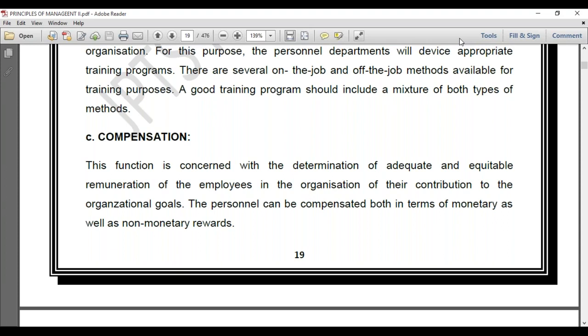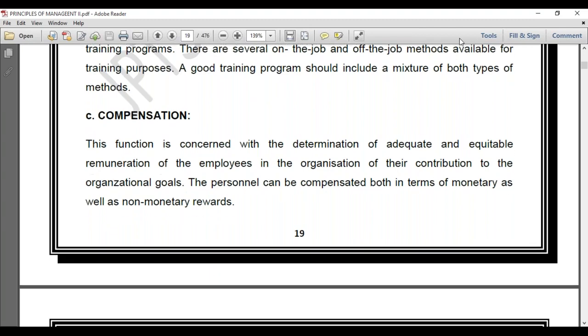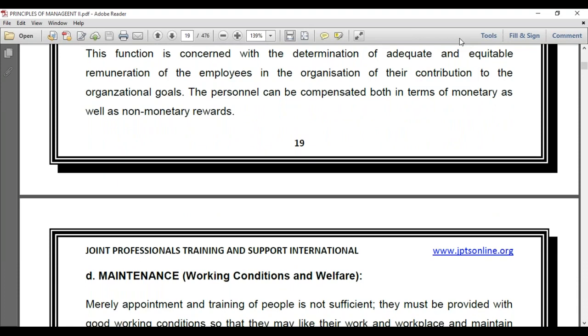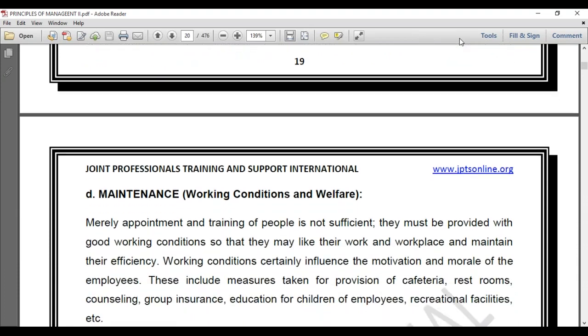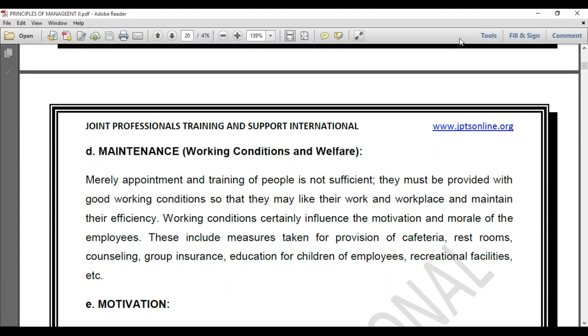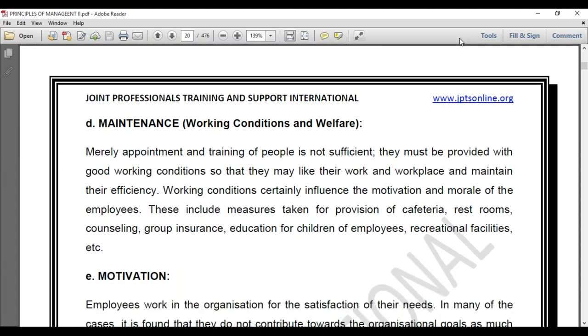Compensation does not necessarily mean only salary. You can grant them study leave, training, overseas training, and other things. From there, let's look at number 4 under the operative functions of the human resource department, which is maintenance.